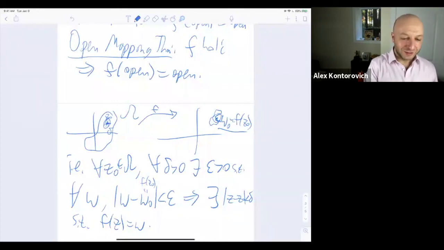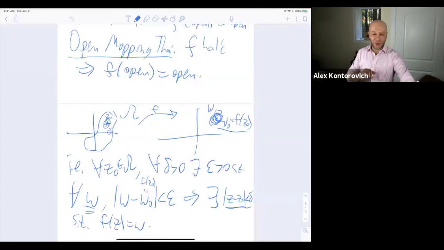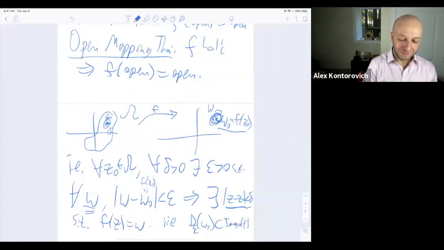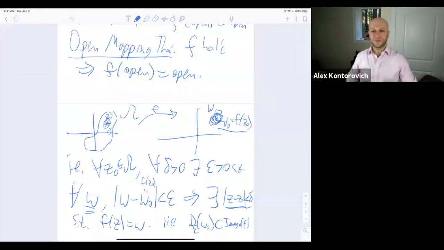It's a complicated way of saying the image of an open set is open. So for every single W in an epsilon neighborhood of W0, there exists some point in the domain that maps to it. That is, the disk of radius epsilon about W0 is contained in the image of F. Does that make sense? Okay.